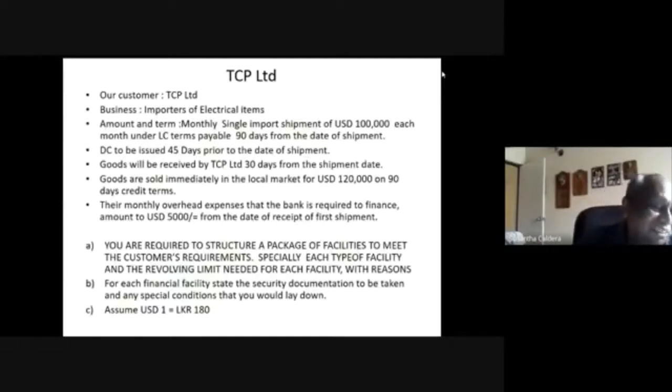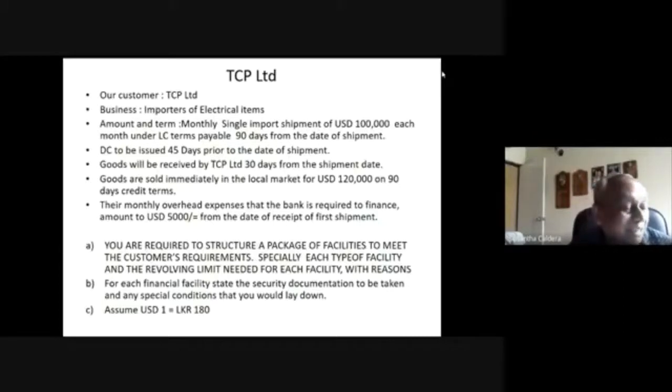Issuance of import LC. US dollars 100,000 into how many, what's the lead time? I would like to receive the correct answer. What?